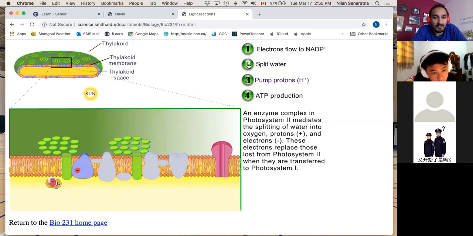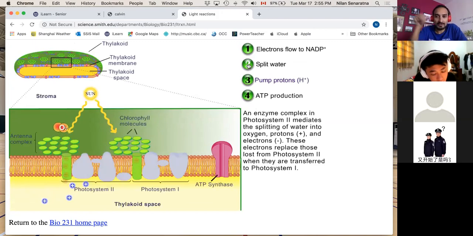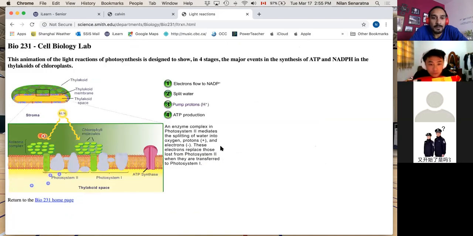What's the antenna complex? That's what they call all those chlorophylls around it. Oh, the ones that you drew inside, but that one is outside. Yeah, it's trying to give you an inside view. It's like a satellite dish, accepting the light. So these animations are really good.